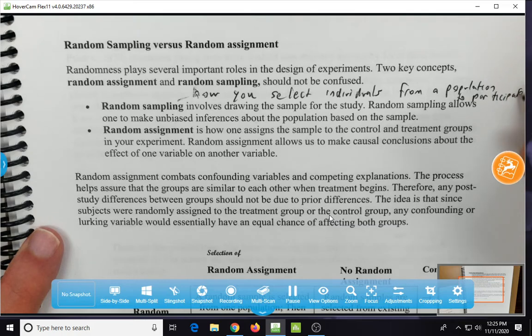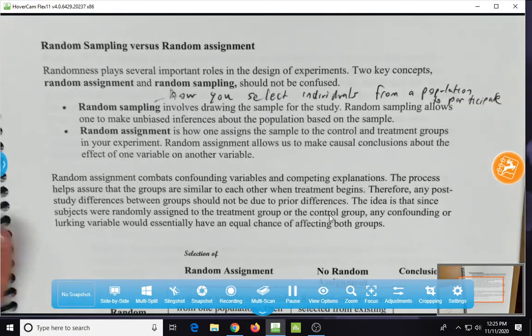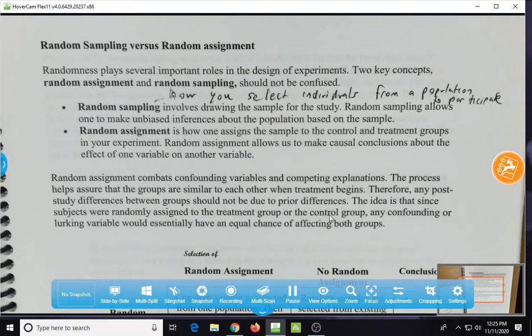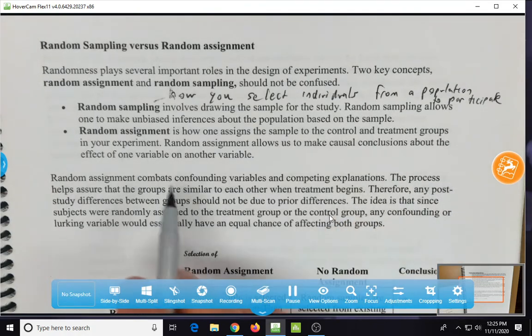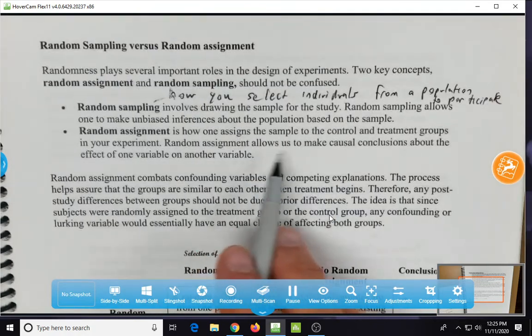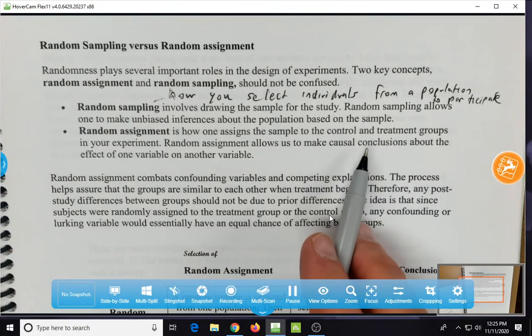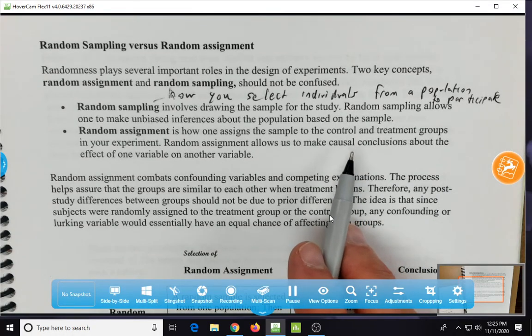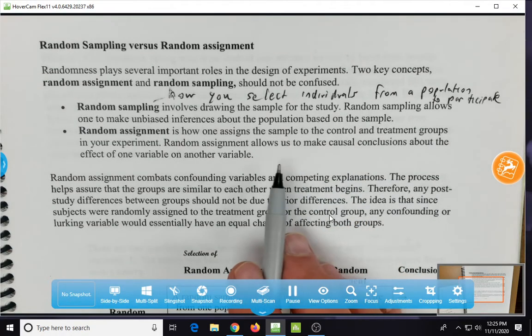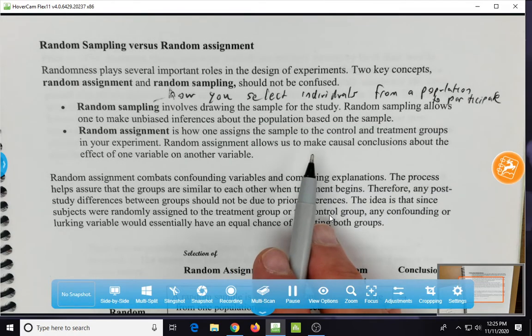Now, once you have your sample, then you have random assignment. How do you assign people into two groups, the treatment group or the placebo group? Maybe even male-female, although that's usually a little bit easier to do. So you control and treatment groups in your experiment. Random assignment helps us to make causal conclusions about the data. So it's how you put them into groups.